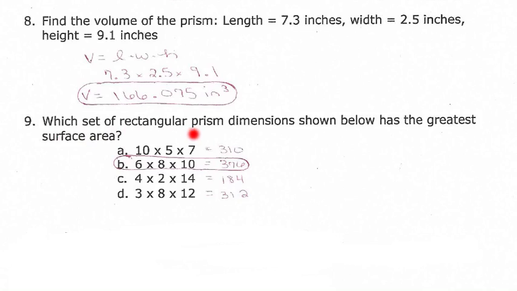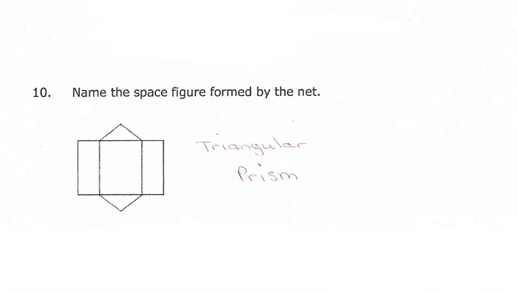Number 9. Which set of rectangular prism dimensions shown below has the greatest surface area? For this problem, you have to calculate the surface area of all 4 of these numbers, and then you find the one that has the greatest surface area, which would be B. Question 10. Name the space figure formed by the net. This is a triangular prism.